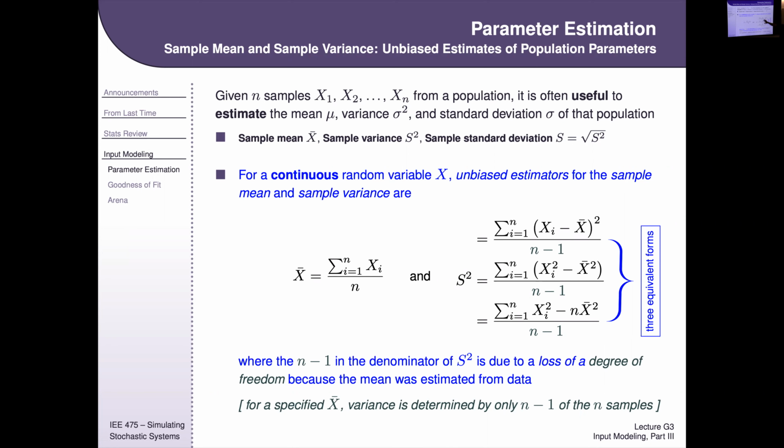So dividing by n creates a so-called biased estimator of variance. And so whenever you calculate variance, make sure you divide by n minus 1, or else you will bias your estimator. It'll look like it has lower variance than the data actually do.